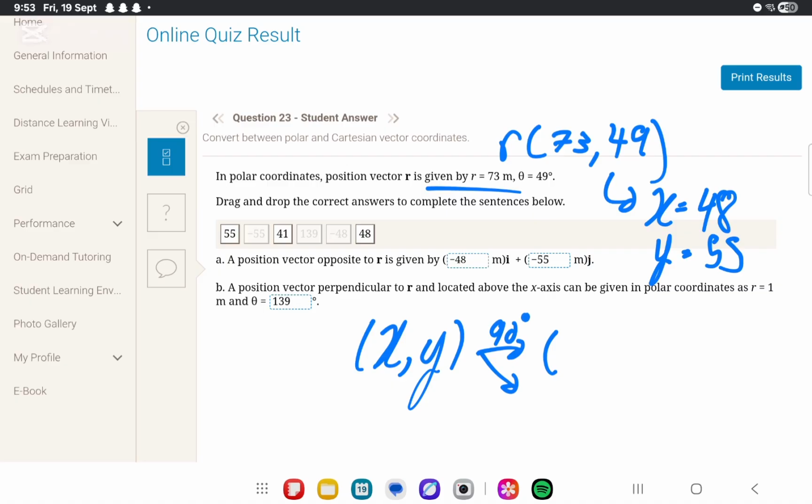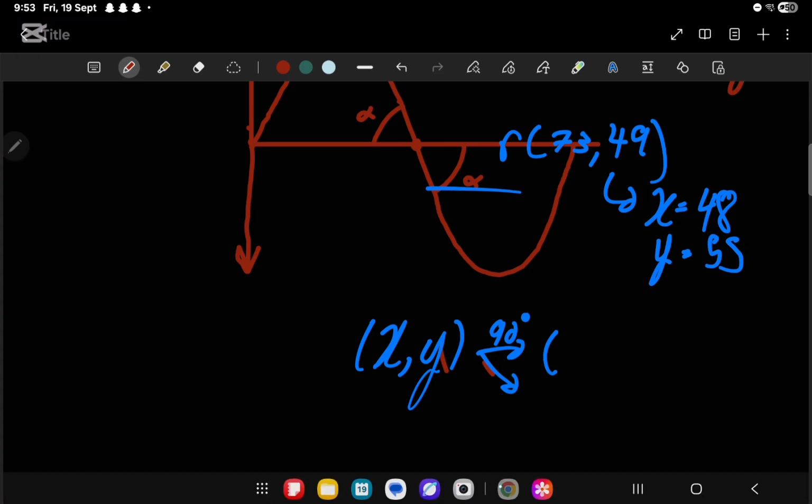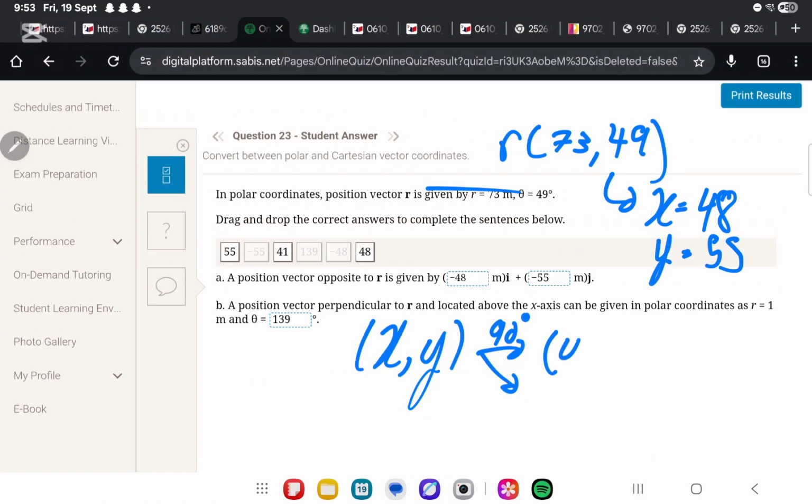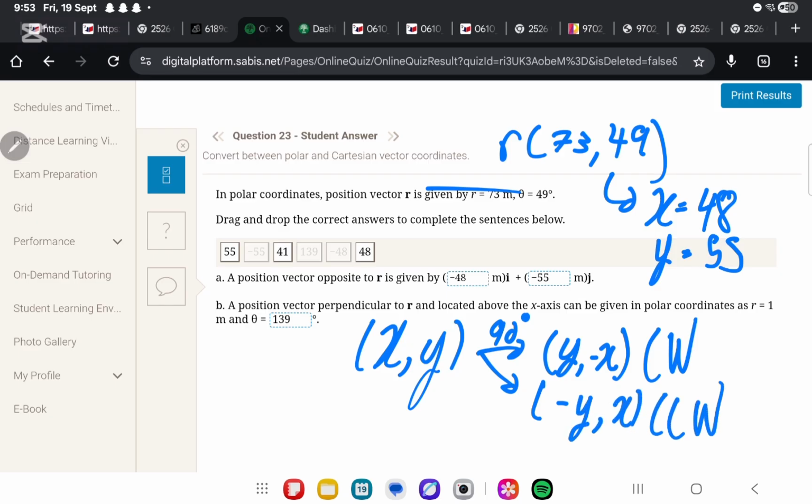So where was I? Yes, after a 90-degree rotation, x comma y can become y comma negative x if it's a clockwise rotation, and negative y comma x if it's a counterclockwise rotation. But obviously you don't need this for this question, right? You can solve using this, by the way. You can genuinely easily find it using this. And it's just two rules you know from last year in math.